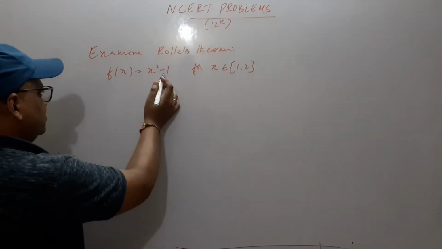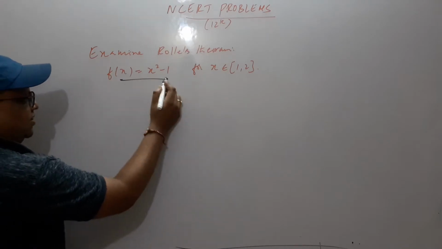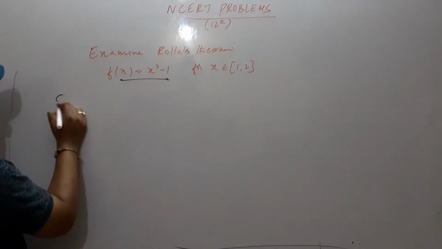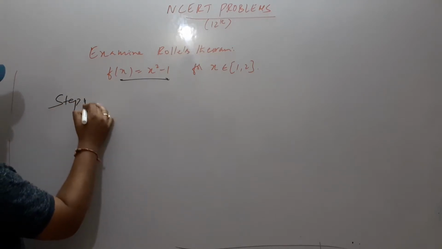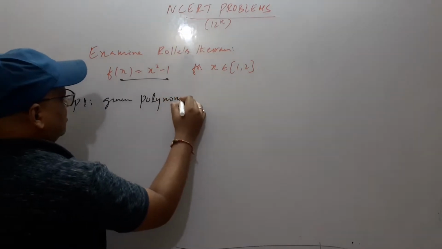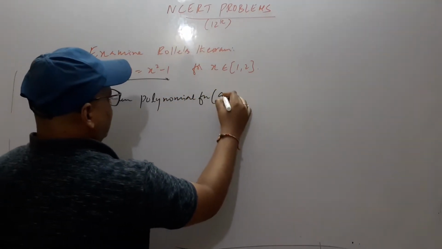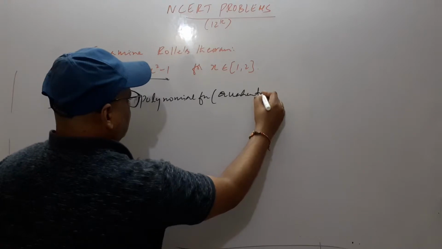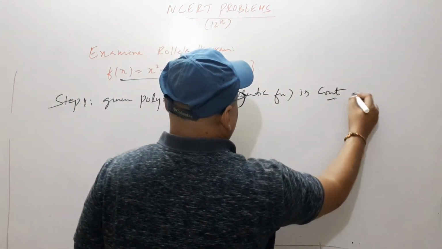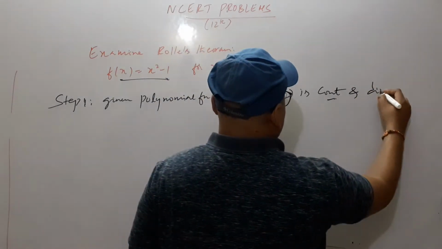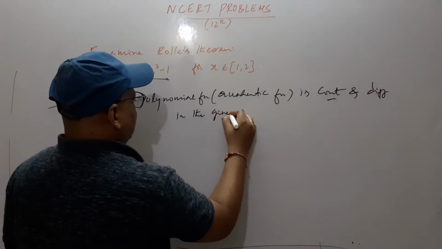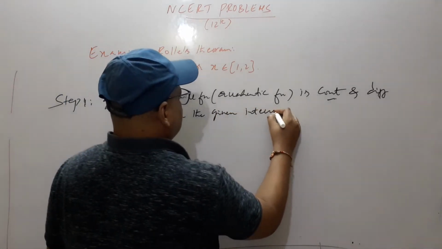So one more question. F of x is equal to polynomial function, quadratic function, x belonging to 1 comma 2. So you write step 1, given polynomial function in bracket quadratic is continuous and differentiable in the given interval. We have no issue with this.